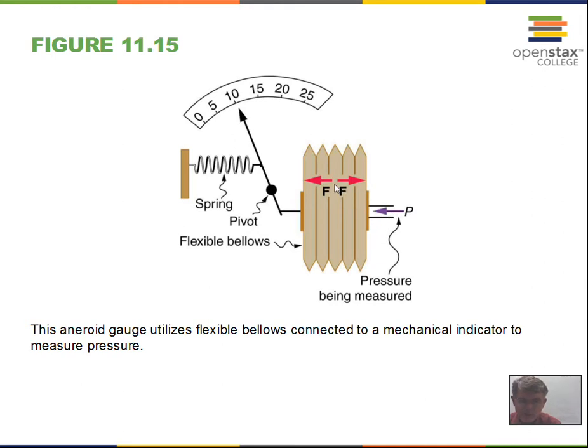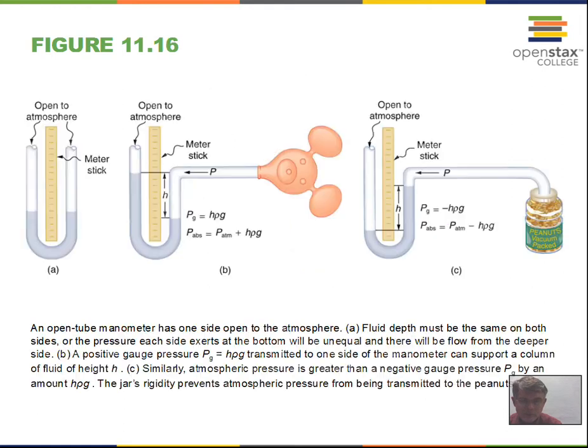There's an internal pressure inside the bellows that resists that push. Well, it's calibrated, and we have an indicator here showing on the scale. So that's an example of how to measure pressure. We're not going to work the details of the calculation of how that arm swings.